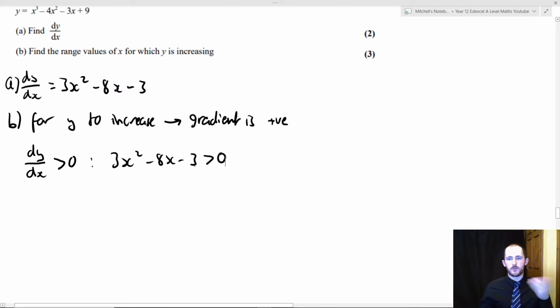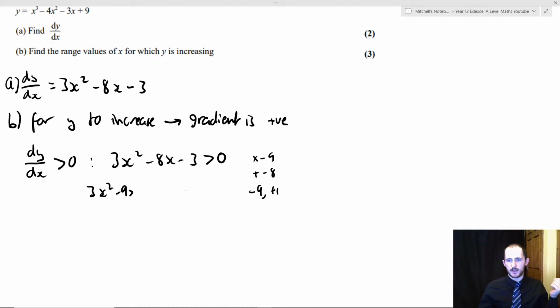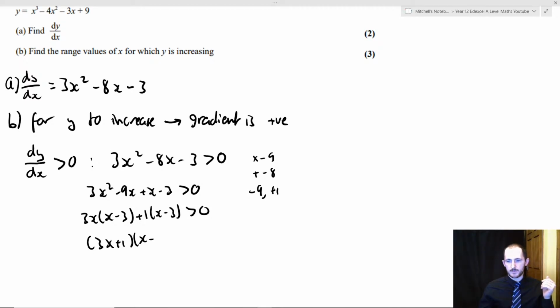You can use the quadratic formula or you can factorize, whichever you prefer. So times to minus 9, add to minus 8. So minus 9 and plus 1. So we have 3x squared minus 9x plus x minus 3 is greater than 0. Again, if you need help with the factorising, just let me know. 3x, x minus 3, and plus 1, x minus 3. So we have 3x plus 1, x minus 3 is greater than 0.